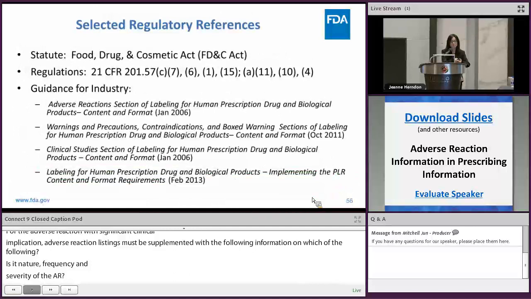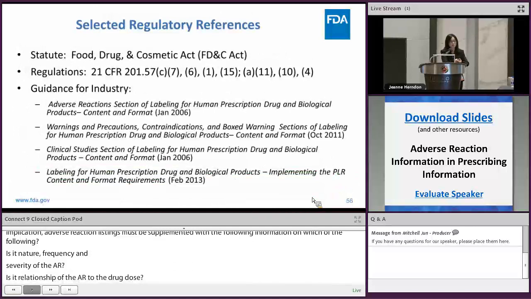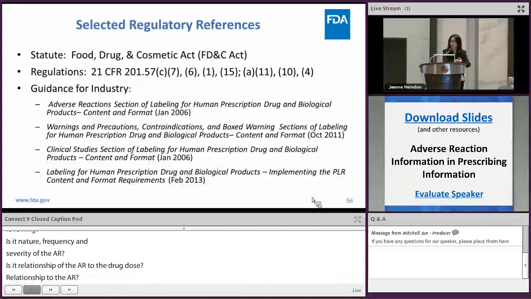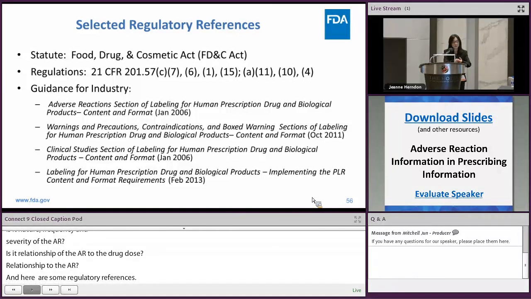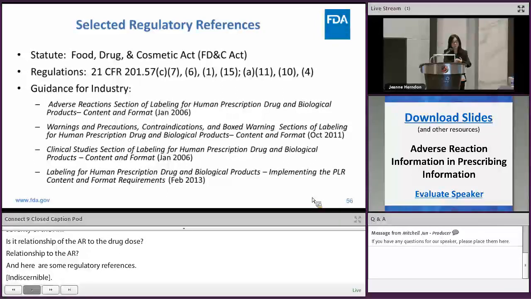And these are some regulatory references. As I mentioned, the adverse reaction section guidance was what I was referring to mostly, but also the clinical studies section has a little bit on that topic that I discussed about pre-specified safety endpoints. Warnings and precautions, contraindications, and boxed warning is another guidance, and the PLR implementation guidance talks about Highlights and how to develop that section, including the adverse reaction section of Highlights.